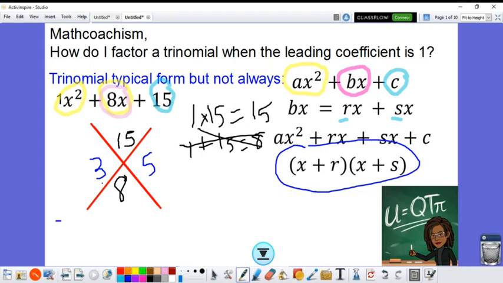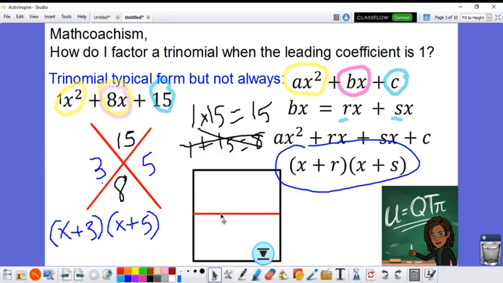So let's do that. X plus 3. It doesn't matter if you did 5 first or 3 first. I'm just doing 3 first. Then you'll do x plus 5. Okay? How do I know to start with x? Because our leading coefficient is 1 and the term is x squared. So x times x is x squared. So let's check our work.